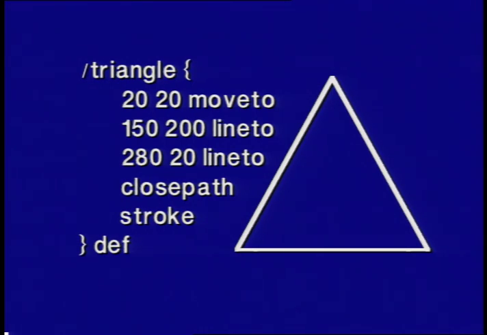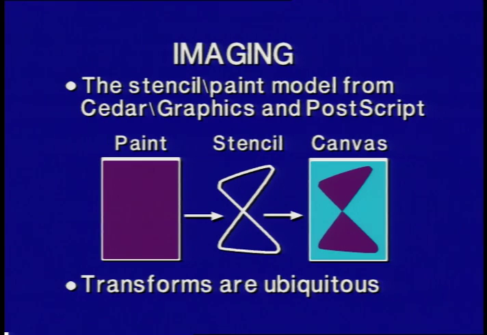Now this body of code that's in between these brace brackets is really an executable array. And then up at the top of this screen, you see where it says slash triangle. That's the name of the function. The slash triangle and then the bunch of stuff in brace brackets puts two things on the stack. And then finally, the def operator just takes a name and a value and defines that name to have that value. The imaging model in NeWS comes straight from the stencil paint model in PostScript, which came from Cedar Graphics. Cedar Graphics was a system done at Xerox PARC, whose basic operation is this notion of taking some kind of paint, some sort of a stencil, and then pressing the paint through the stencil on a canvas.